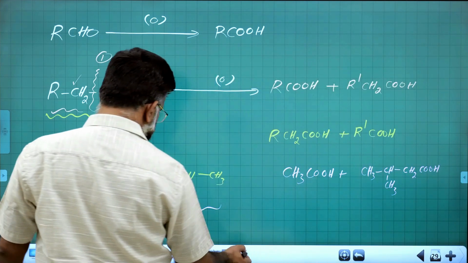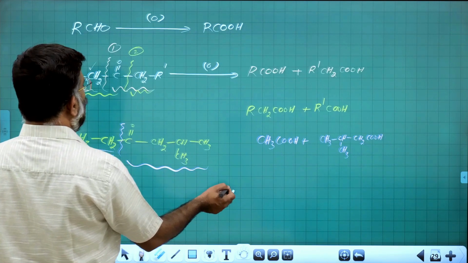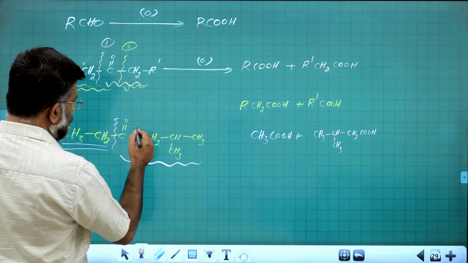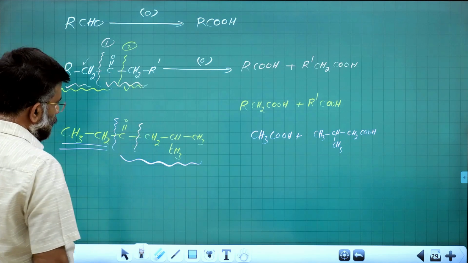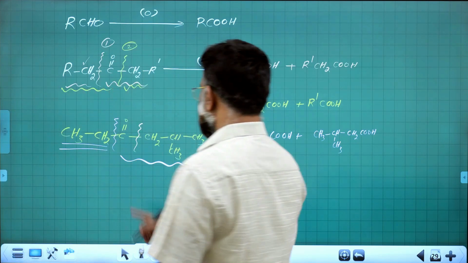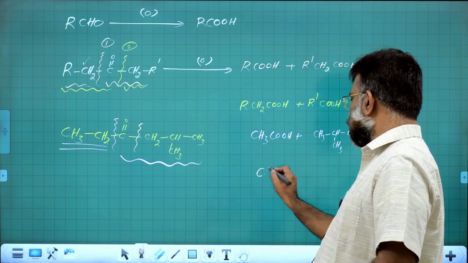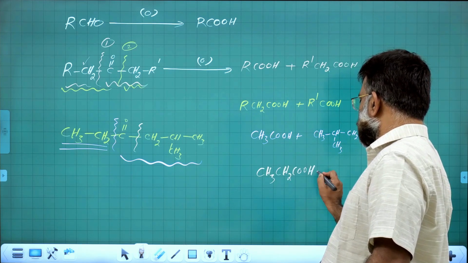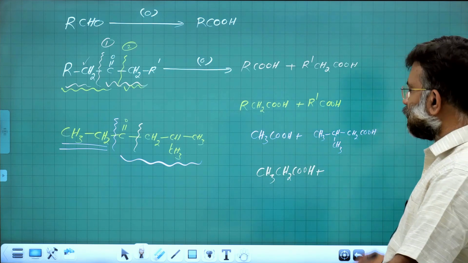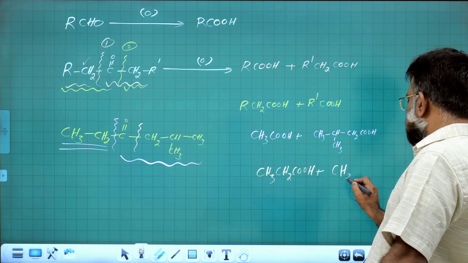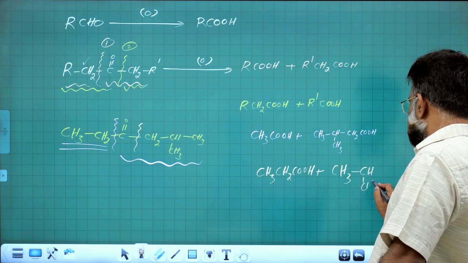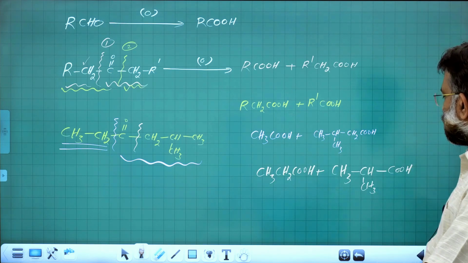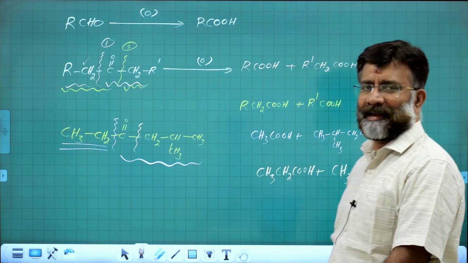Now there is another chance of cleavage, as already we have discussed. It may be cleaved over here, right? Then the result can be propanoic acid. You get propanoic acid, CH3CH2COOH, and CH3CH(CH3)COOH, isobutanoic acid, like this. This is what is happening.